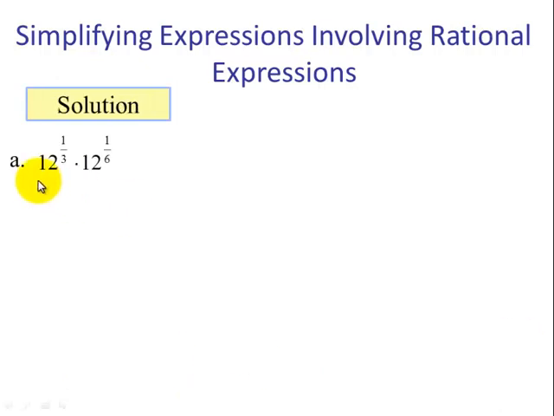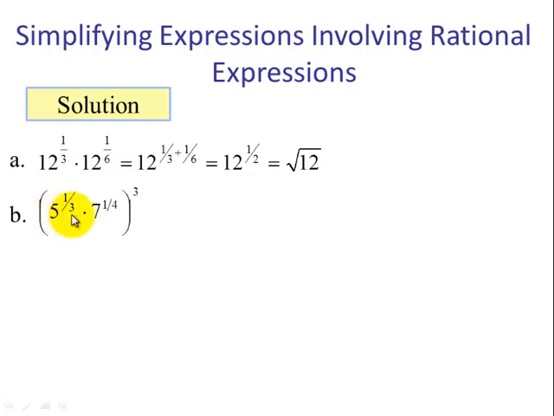So for A, the base is 12. We are multiplying, so we add the exponents. So we need to take 1/3 plus 1/6, that will be our power. 1/3 plus 1/6 is equal to 3/6, which is 1/2, and 12 to the 1/2 power is the same thing as the square root of 12. So this is an acceptable answer, and so is this. These two are equivalent.